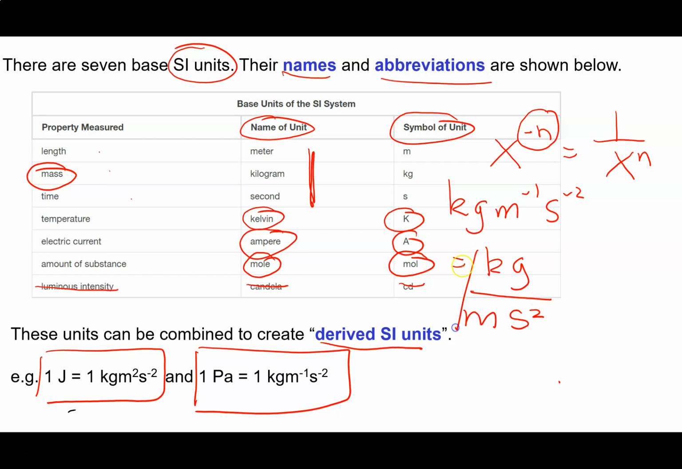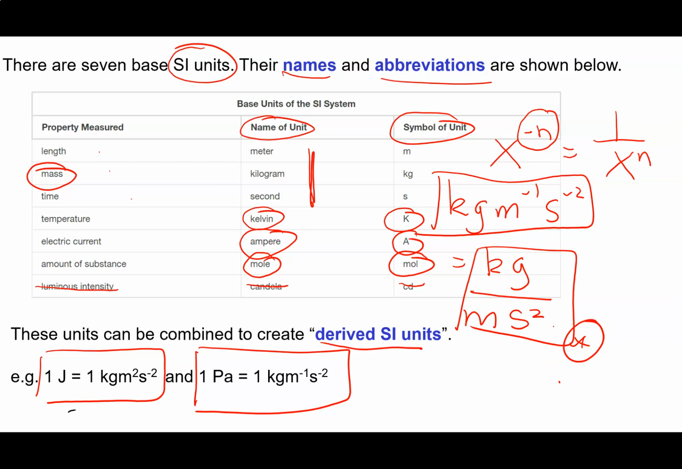Realizing that those 2 things are equivalent is important, and you might choose to use one over the other depending on the circumstances. Often we'll use this form to make dimensional analysis easier when we're cancelling units, but it's a little more difficult to enter into the computer because it has the fraction there. So if you're entering it into the computer, you might use this form.